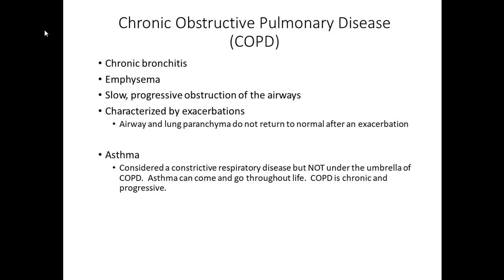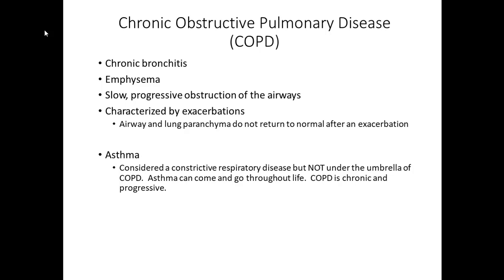Oh, Pam changed this on me. I have always been taught, and apparently they just changed it. Okay, fine. Bronchitis and emphysema are parts of COPD. Asthma is no longer considered part of COPD. It's a respiratory disease, a constrictive respiratory disease, but not under COPD anymore, because it comes and goes with exacerbations, where COPD is chronic, it's progressive.